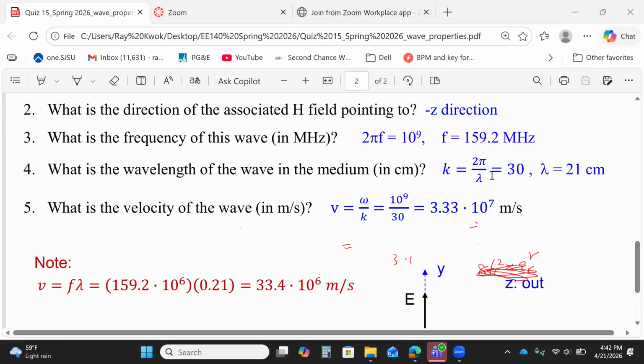Any questions? So we all good with polarization, circular polarizations, right? Okay. Please go back and do them. All right. So let's continue.